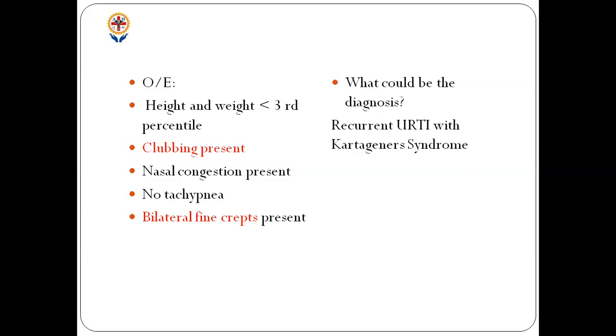Kartagener syndrome. Why? Ma'am, dextrocardia is there, suggestive of situs inversus. Yes. Then clubbing and chronic sinusitis, bronchitis, this kind of picture will be there. Yes. Why does this child have crepitations without tachypnea?